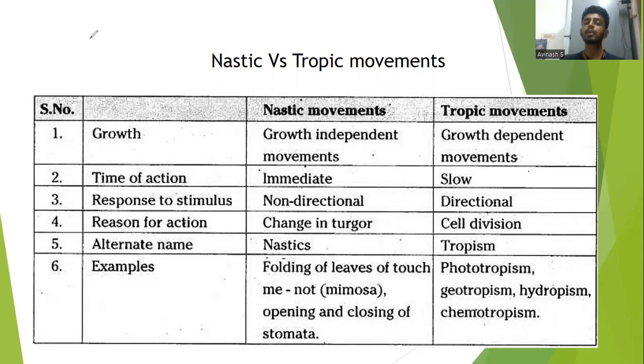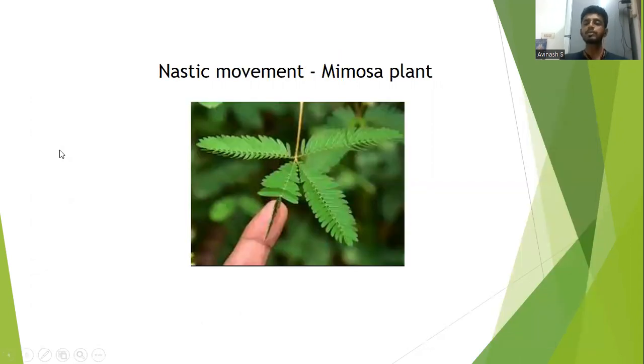So with this, we come to the end of nastic and tropic movements. And I would like to finish with one more idea. So we understand how this movement is happening in plants. But how is the movement happening in animals or human beings? That we need to understand. For example, when you are moving your muscles, there is a contraction and relaxation of muscle cells. In plants, the contraction and relaxation is because of movement of water.